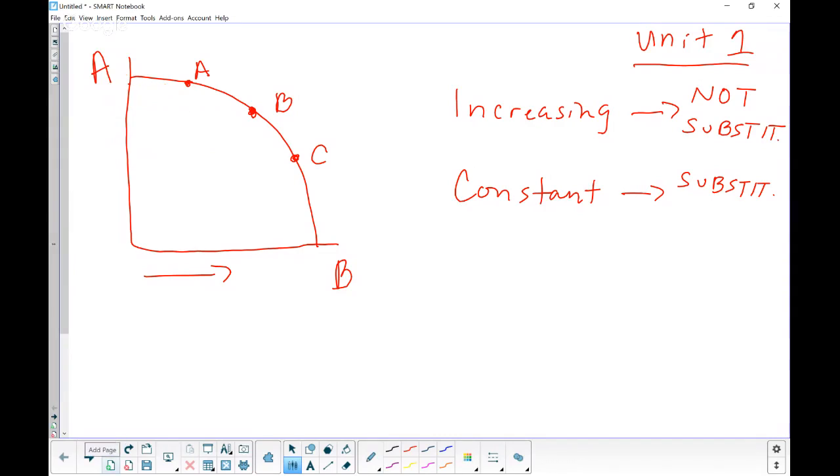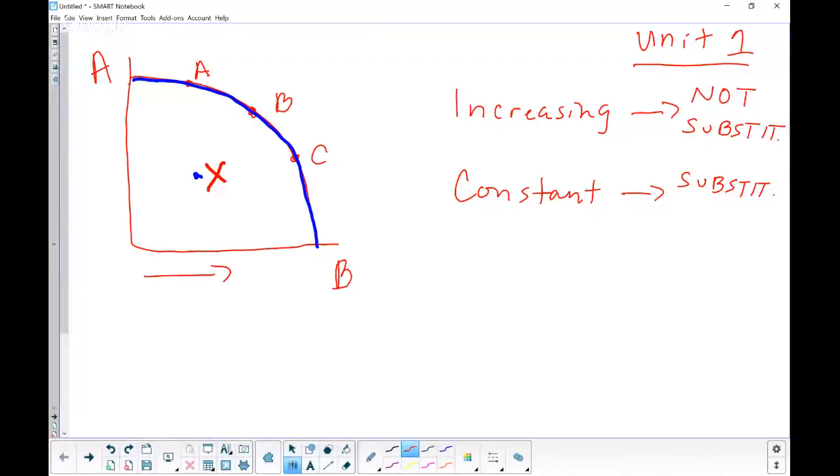Now, anything that resides on the line is going to be considered completely efficient. This is maximum efficiency. Anything inside the curve, like point X, is going to have what we call inefficiency.